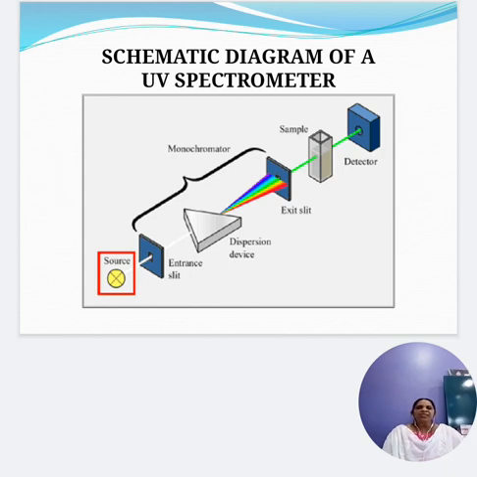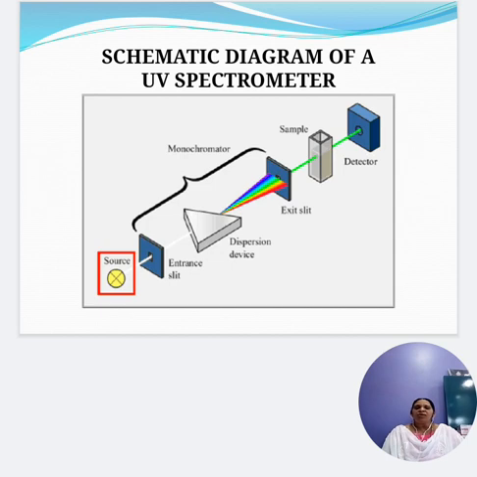Monochromator is a device which produces radiation of specific wavelength. Then we have the sample holder or the sample container, also called a sample cell, which is nothing but a cuvette where the sample to be tested is placed. The monochromatic radiation is made to fall on the sample. The sample absorbs the radiation and transmits the remaining radiation.